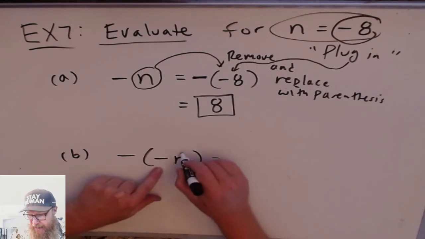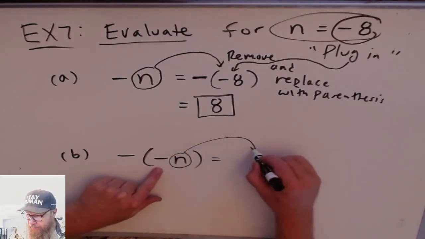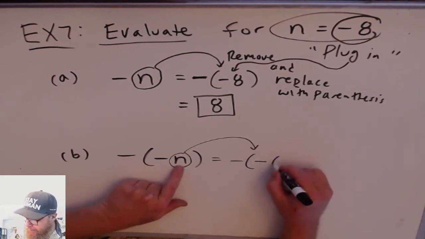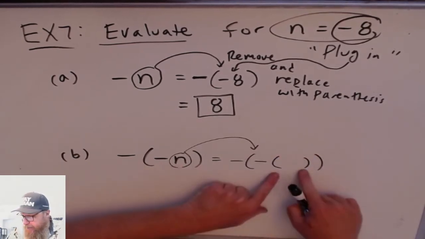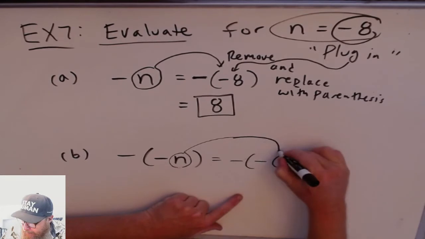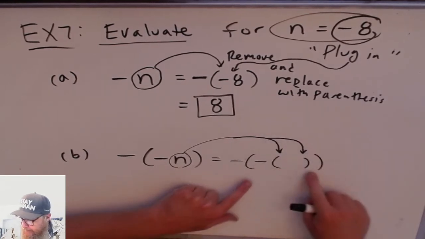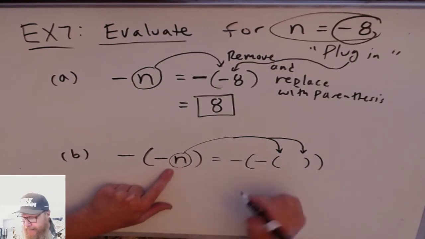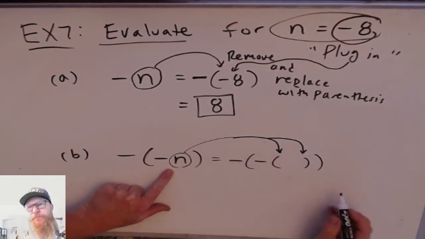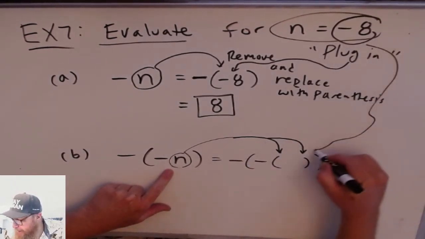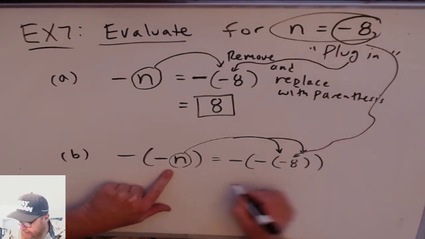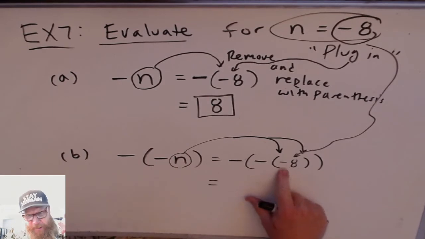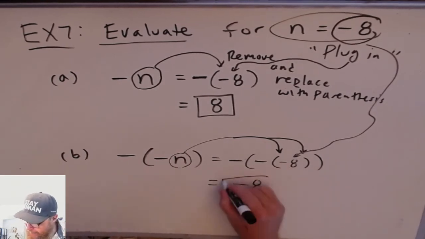All right, so same idea here. We're going to remove the variable and replace it with a set of parentheses. So you're going to have to use an extra set of parentheses, ones that were not there originally. Keep the negative signs here. And then now plug in your negative 8. Now you have the opposite of the opposite of the opposite. That's 3 opposites, so that's going to be negative 8.